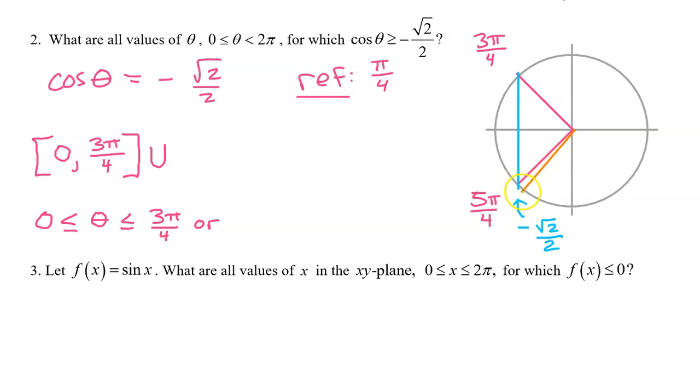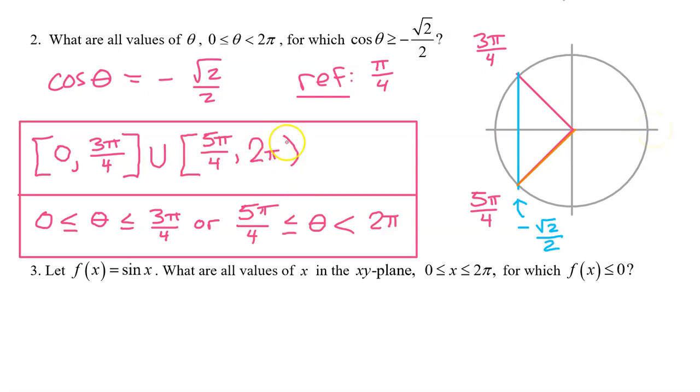However, as we pass 5 pi over 4, the solutions begin again, because actually the solutions begin at 5 pi over 4, where the horizontal displacement is again equal to negative radical 2 over 2, which is one of the things we are looking for, greater than or equal to. And we will continue to have solutions for the rest of the rotation from 5 pi over 4 all the way until 2 pi. Actually, 2 pi cannot be included in the solution set because 2 pi is not included in the domain.